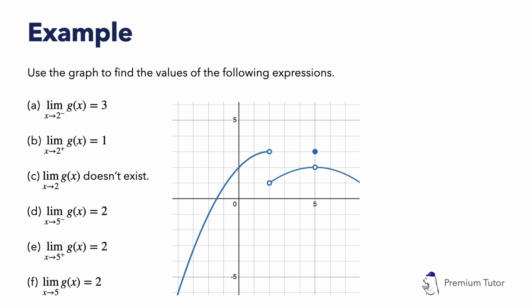So you see, each part of the curve behaves a little bit differently. So as x approaches 2 from the left, the function value approaches 3. As x approaches 2 from the right, the function value approaches 1. Since the two limits do not agree with each other, the limit of g of x as x approaches 2 doesn't exist. On the other hand, when x is around 5, the left-hand limit and the right-hand limit do agree with each other. They're both equal to 2. So the limit of g of x as x approaches 5 is equal to 2.